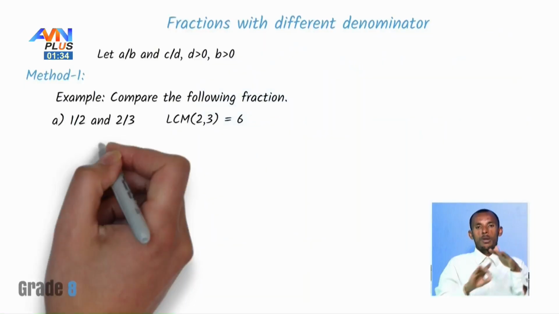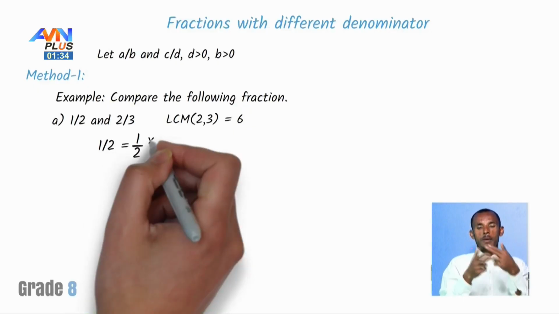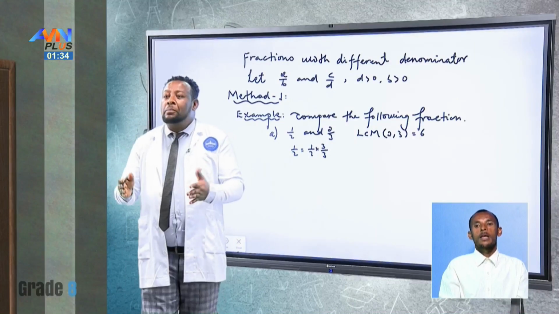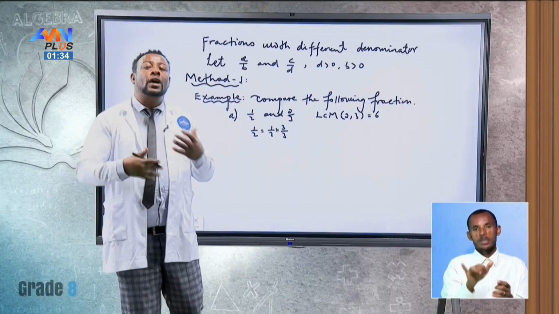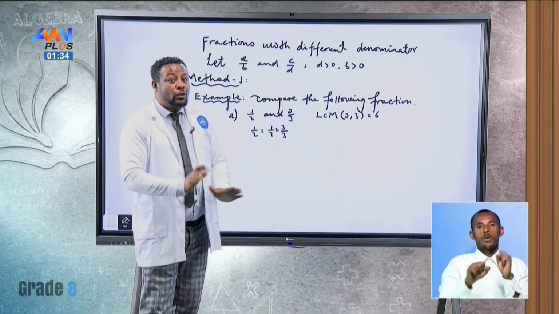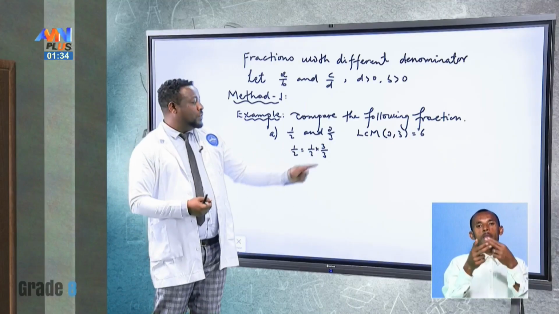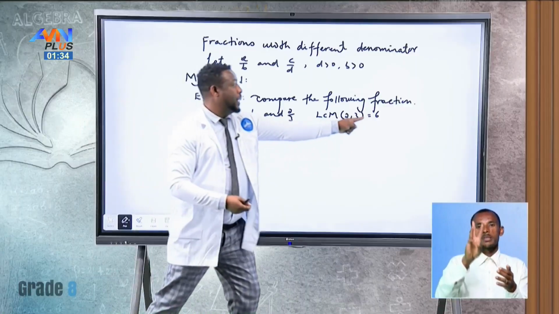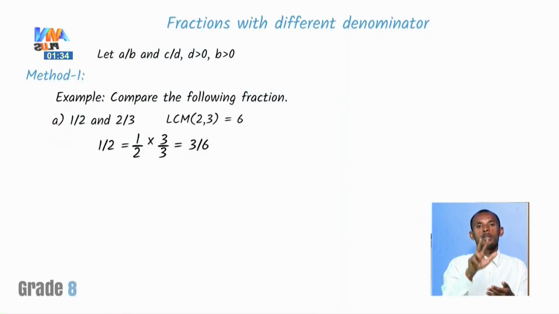So 1 over 2 can be equivalently expressed as 1 over 2 times 3 over 3. All right. Multiplying any number by positive 1 will not affect the quantity or the value of the number. So without loss of generality, you can do it this way. Why do I multiply by 3 over 3? Just to convert these into 6. So this becomes 3 over 6.